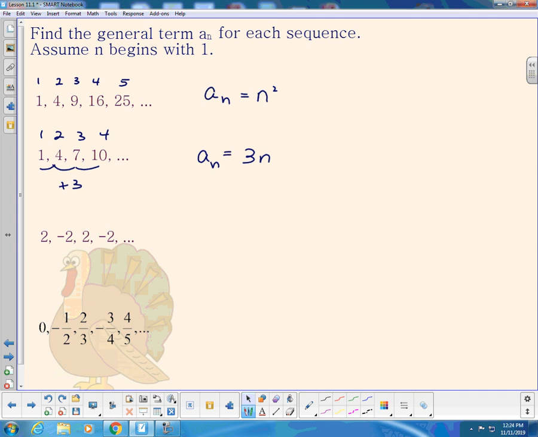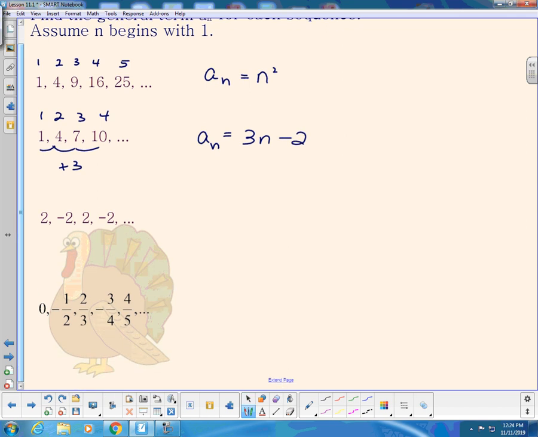And then you've got to figure out, what do I do with the 3n to get down to the next number? So 3n, 3 times 1 is 3. What do I do to get it to a 1? Minus 2. Does that work for every term? Let's go over here. 3 times 4 is 12, minus 2 is, that's the general form. So when you see that constant increase or constant decrease, adding or subtracting by a number, that's going to multiply to n and then figure out the other part. This one's a tricky one.